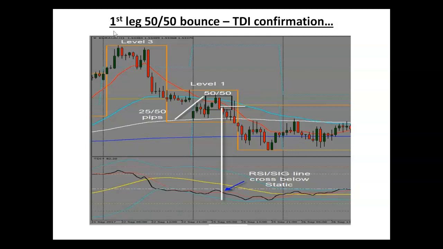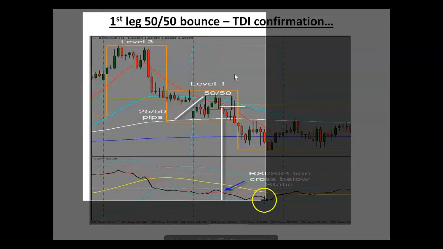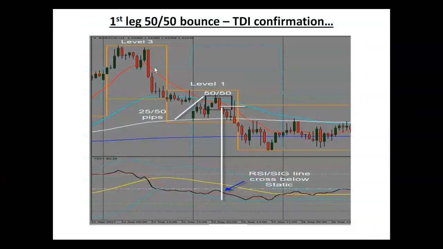Here's another example of the first leg 50-50 bounce, GDI confirmation. So it comes off this beautiful anchor, short, 1350 cross, first pullback, 25 to 50 pips, they bounce. Okay, RSI signal line cross above or below the static. This one is below the static. Okay, here's my static line, middle line, midline. Okay, that's my move.